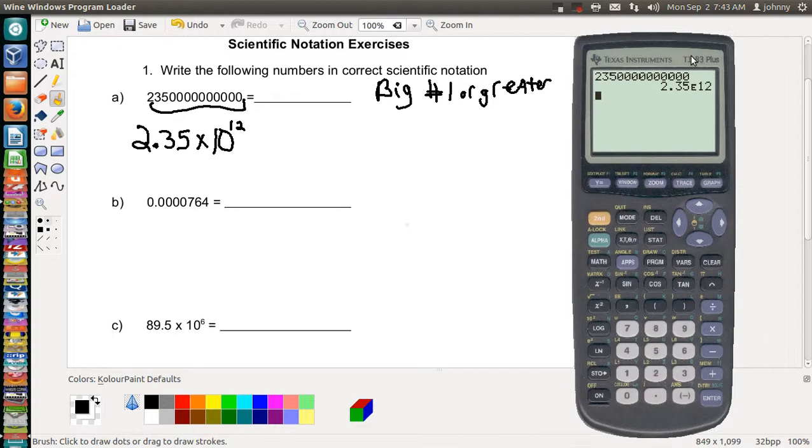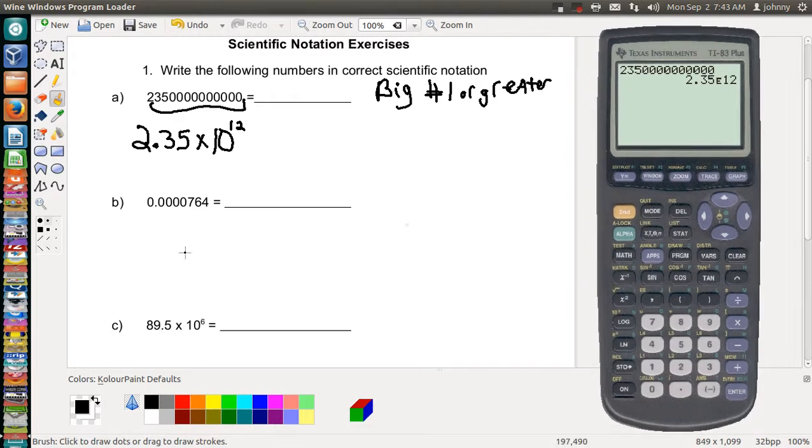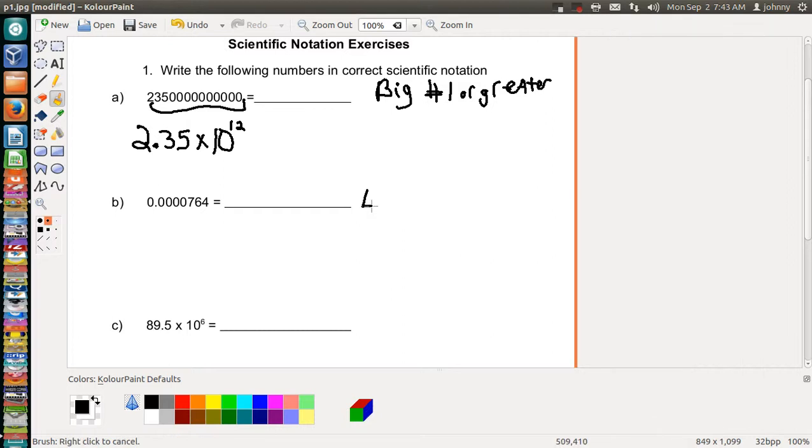Now let's do it for the other one. Notice that this is what I would call a little number. The reason it's little is that there's not a number in the front here that's a 1, a 2, a 3, a 4, a 5, or a 6. So this number is little because it's less than 1. That's how I define it to be small.